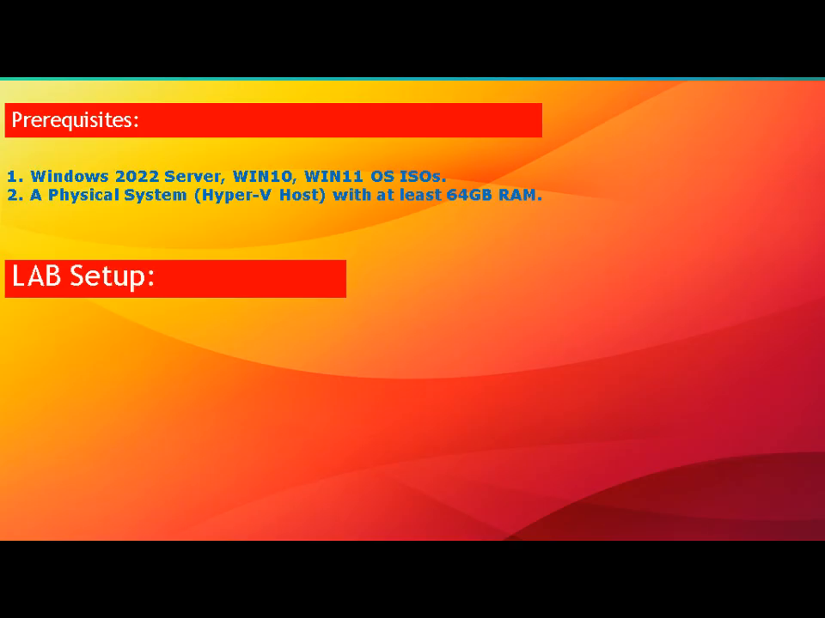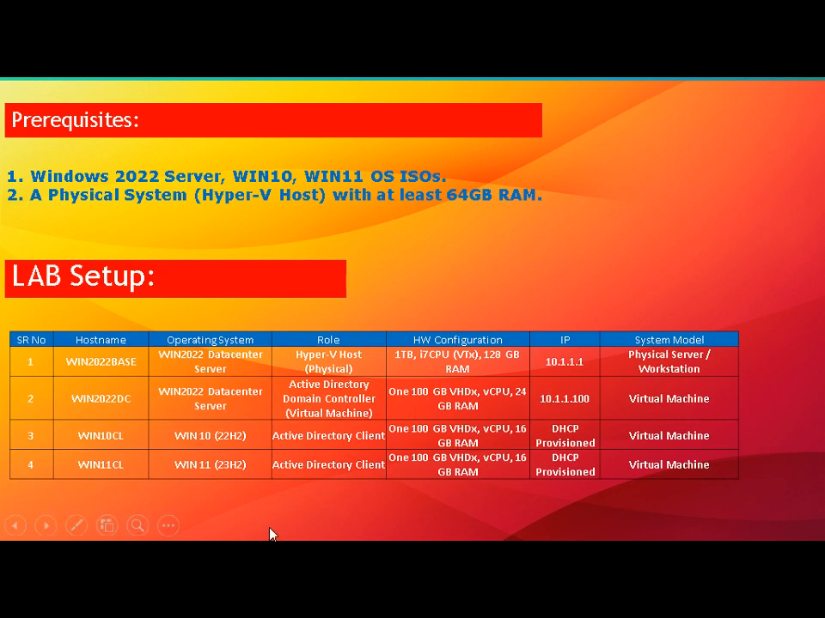So our lab setup goes like this. The first system of course is our physical system, Win2022 base system, which is running on Windows 2022 Data Center Server OS. Its role will be Hyper-V host, that is our physical machine. Its hardware configuration is 1 TB of hard disk, latest i7 CPU with VTX technology, 128 GB RAM. Its local IP will be 10.1.1.1, and the system model is of course a physical server or a workstation.